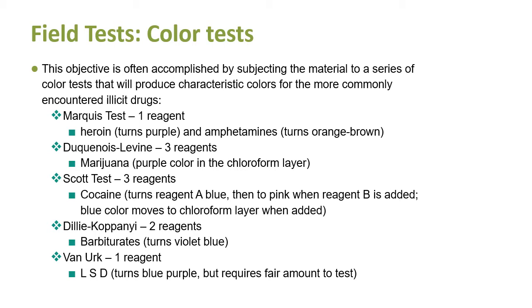The Scott test, again, 3 reagents. So it's 3 different chemicals that have to be added in a specific timed detail, and cocaine would return the reagent blue, and then back to pink when B is added. So we're going to first get a blue test when the first reagent is added, then it's going to turn to a pink test, and then when we add the third chemical, the blue color is going to move to the top layer. So it's a complicated sort of test, but a nice definitive test.